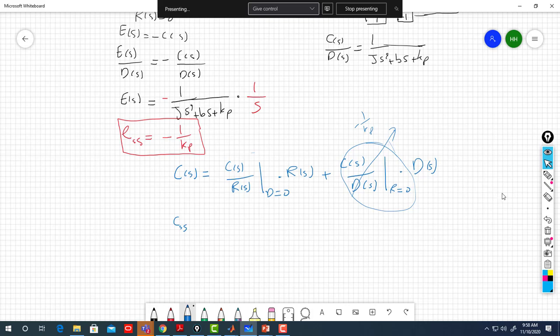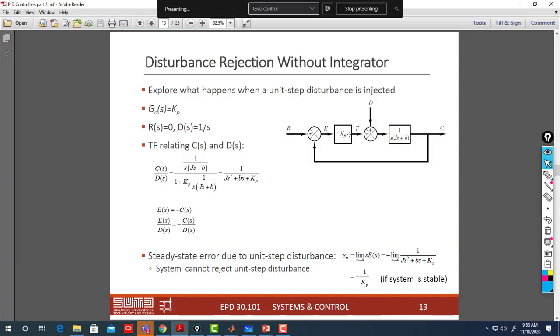Good. So the conclusion here is a proportional term doesn't eliminate the disturbance. So the system cannot reject a unit step disturbance. Any question regarding the effect of the proportional term on the disturbance?